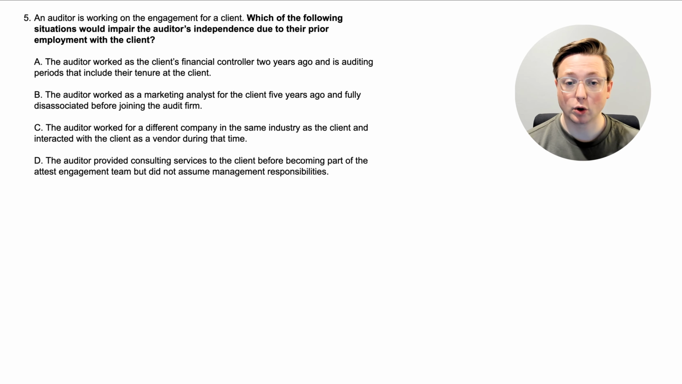A, the auditor worked as the client's financial controller 2 years ago and is auditing periods that include their tenure at the client. B, the auditor worked as a marketing analyst for the client 5 years ago and fully disassociated before joining the audit firm. C, the auditor worked for a different company in the same industry as the client and interacted with the client as a vendor during that time. Or D, the auditor provided consulting services to the client before becoming part of the attest engagement team, but did not assume management responsibilities. So out of all those, which one of them would impair the independence of the auditor?